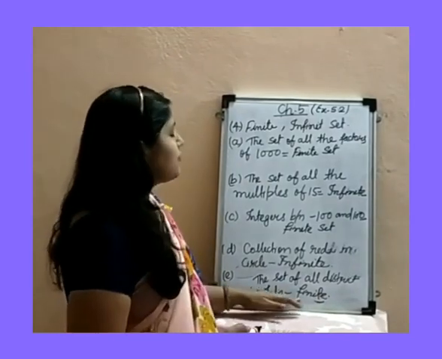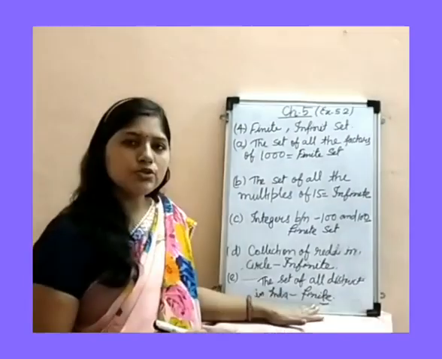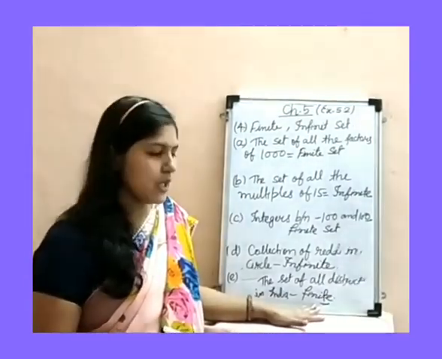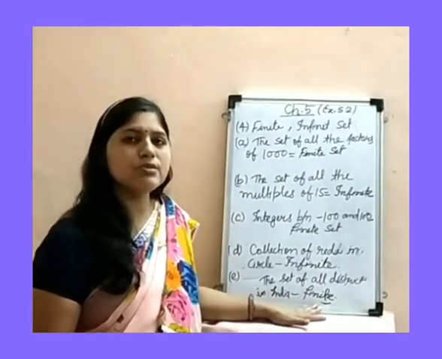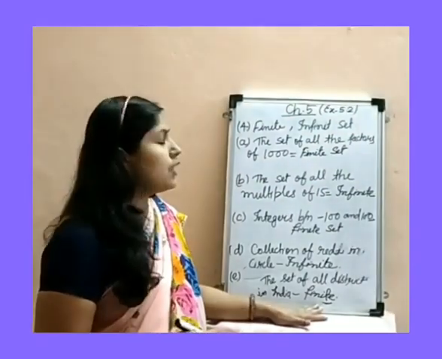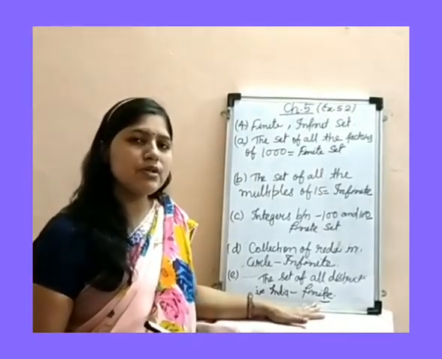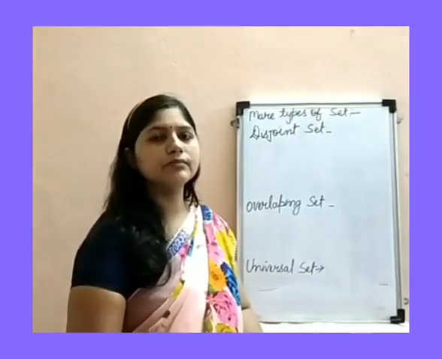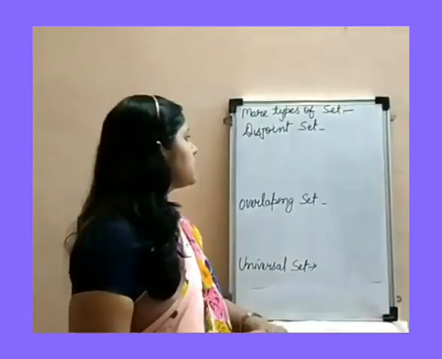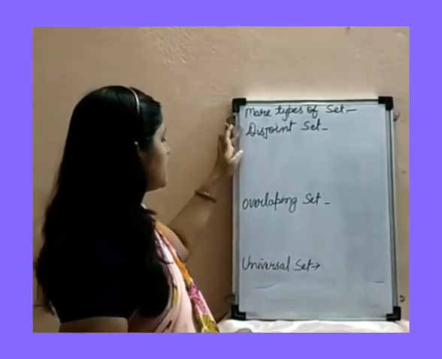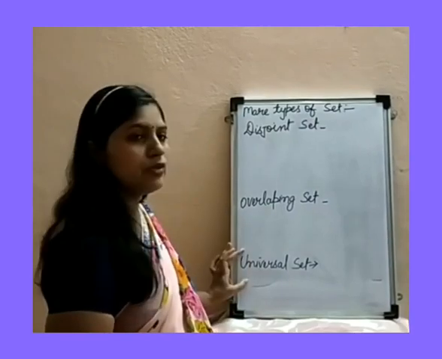Now we have completed 5.2. The remaining one or two questions I will give you as notes, and the last question, which is match the column. Now we will see some more types of set, and then last we will do exercise 5.3. Here are some more types of set: disjoint set, overlapping set and universal set.